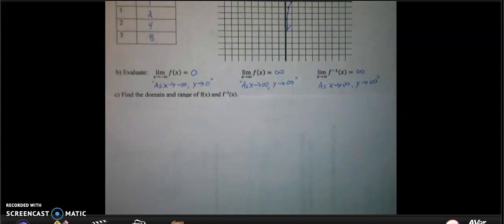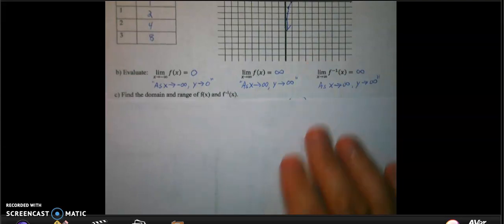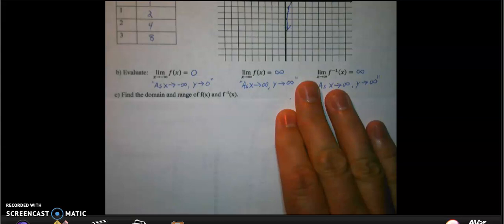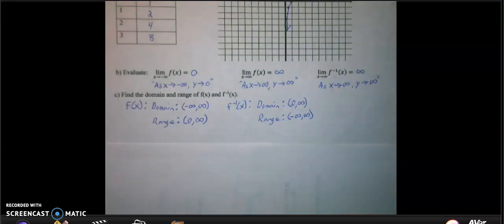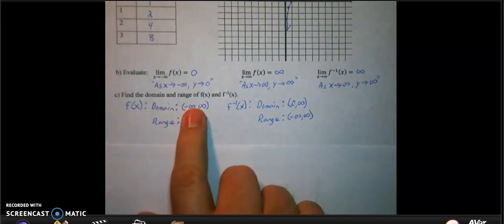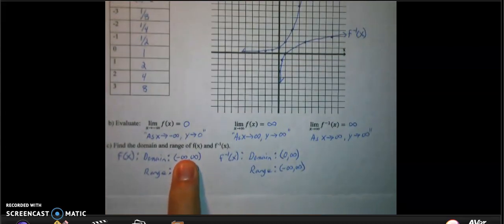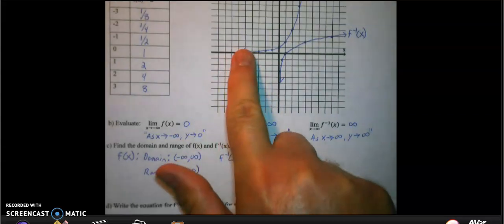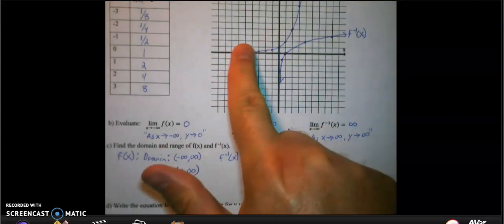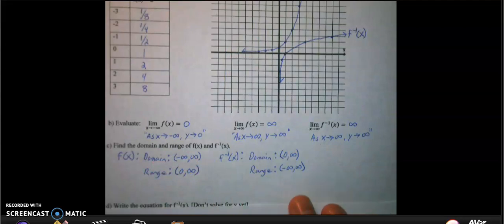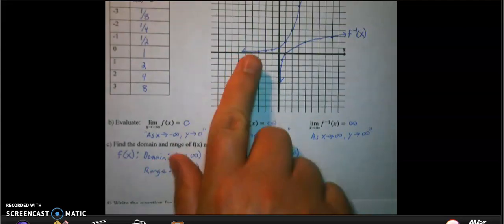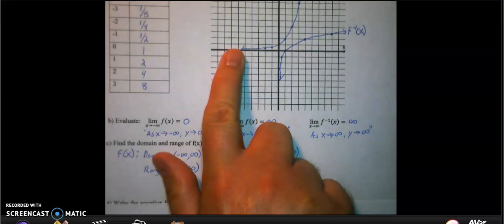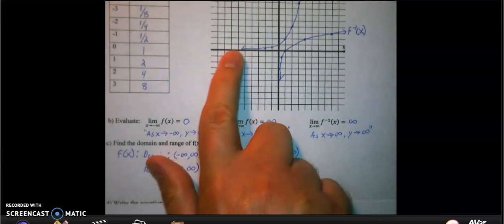Okay, the domain and range of the function and its inverse. Again, if you want to pause the video and try this, I'm going to show the answers. The domain of your original function, y equals 2 to the x, is -infinity to +infinity. So you can put whatever you want in for x. And then the range, the lowest y goes to 0 but never touches. You have an asymptote there, a horizontal asymptote.